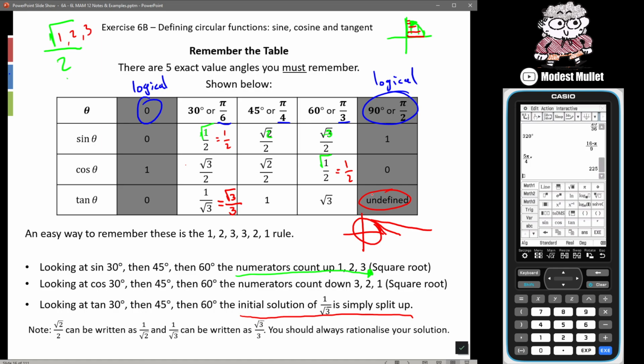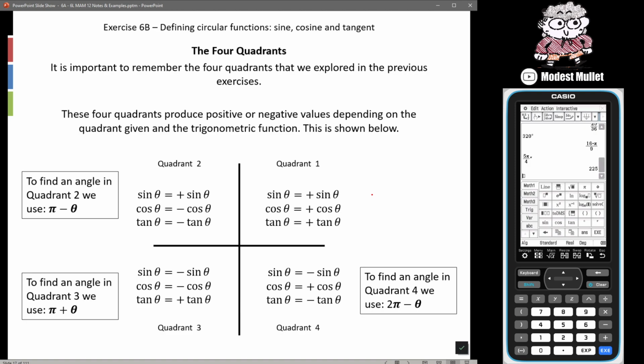But that's how we go about remembering all these exact values, because most of the time we're going to be answering questions as an exact number, not as a decimal estimate. Rightio.